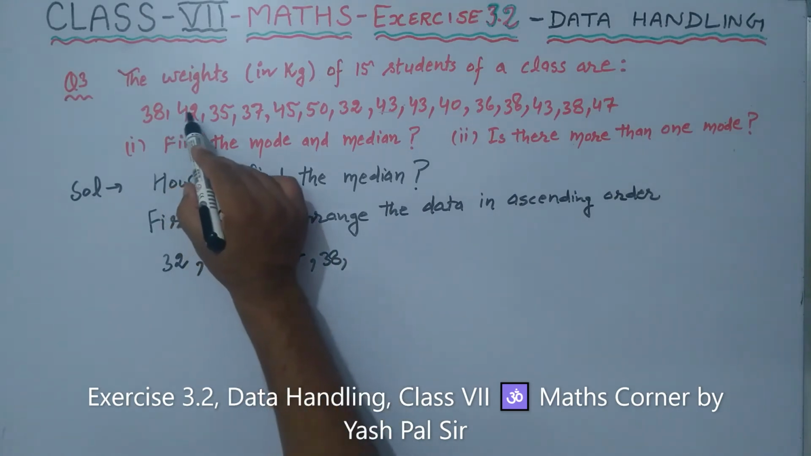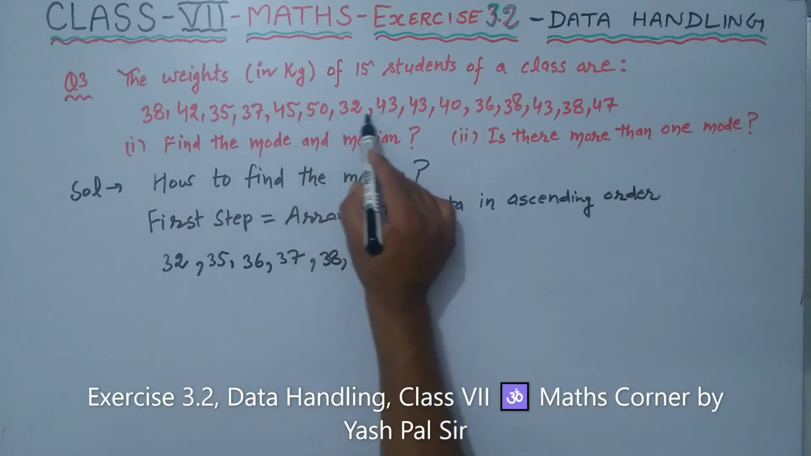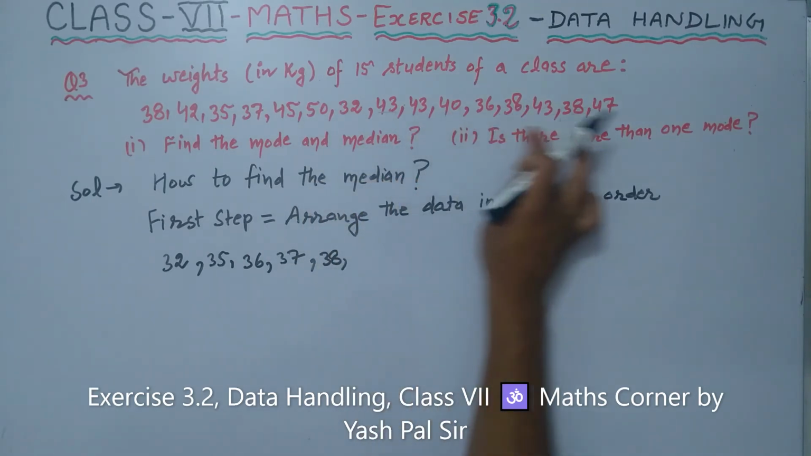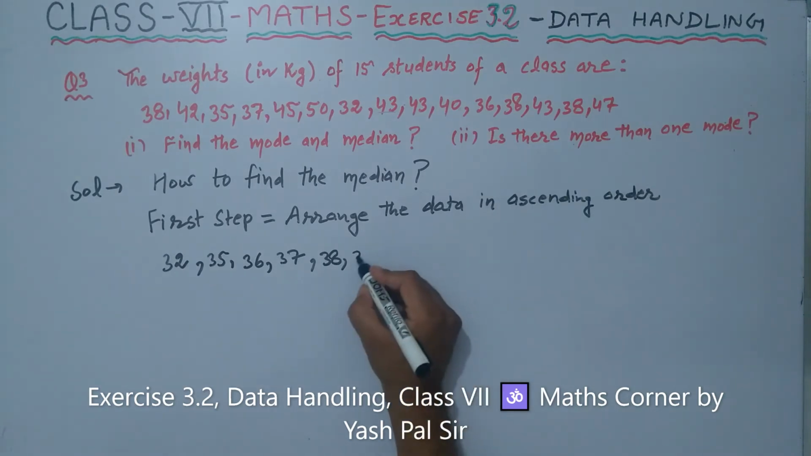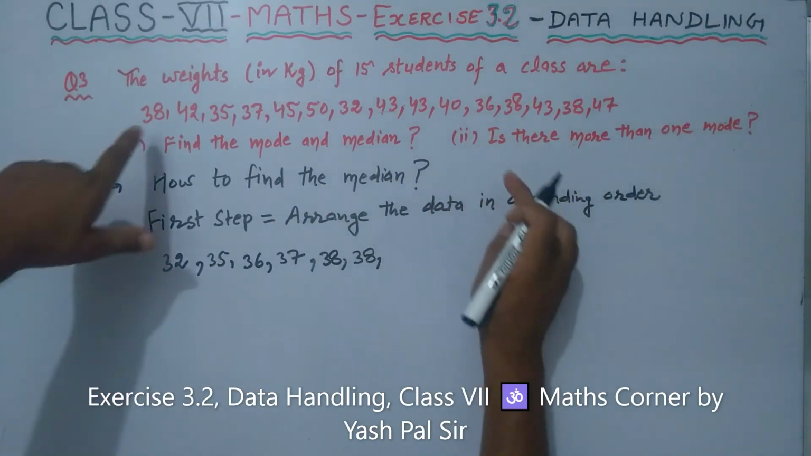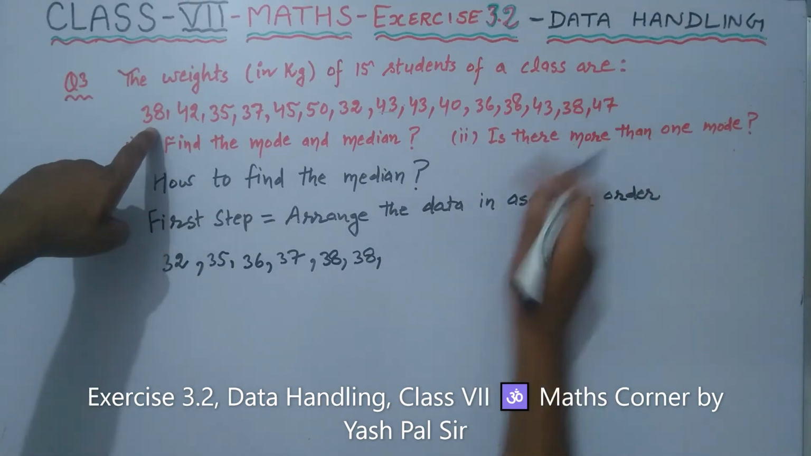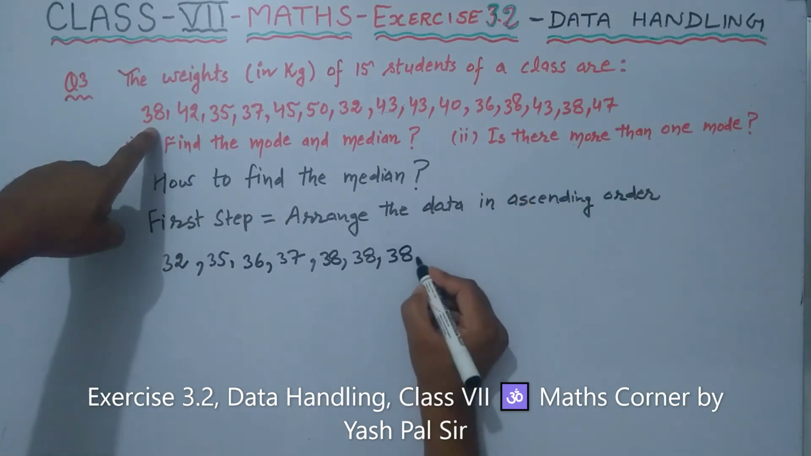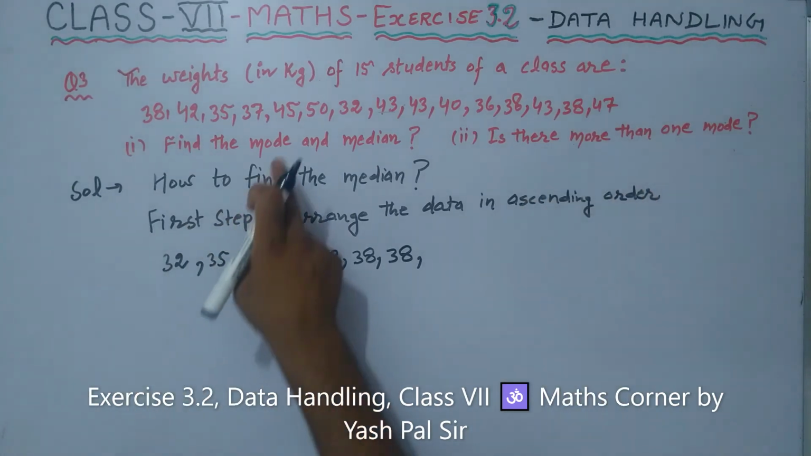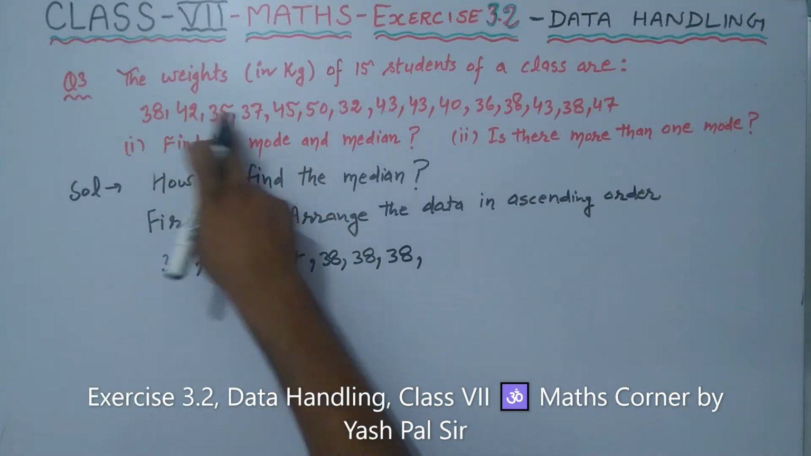Okay. After 38, which number is coming? 40. 38 is coming 2 times. 1 time, 2 times, 3 times. 38 is coming 3 times. Next number is 40.